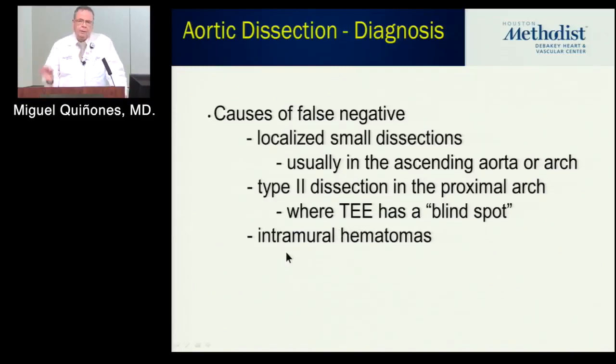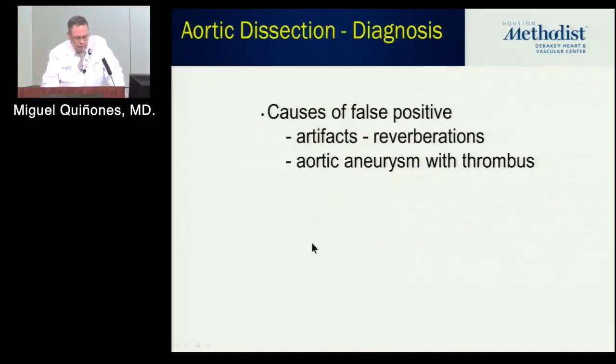And intramural hematomas, if they're very small, I'll show you some pictures later, can be missed too sometimes, because intramural hematoma basically is a thickening of the wall. And sometimes that can be tricky to make sure, you know, is it really or not? The good news is that if you're suspicious, you have time to then move on to another imaging modality.